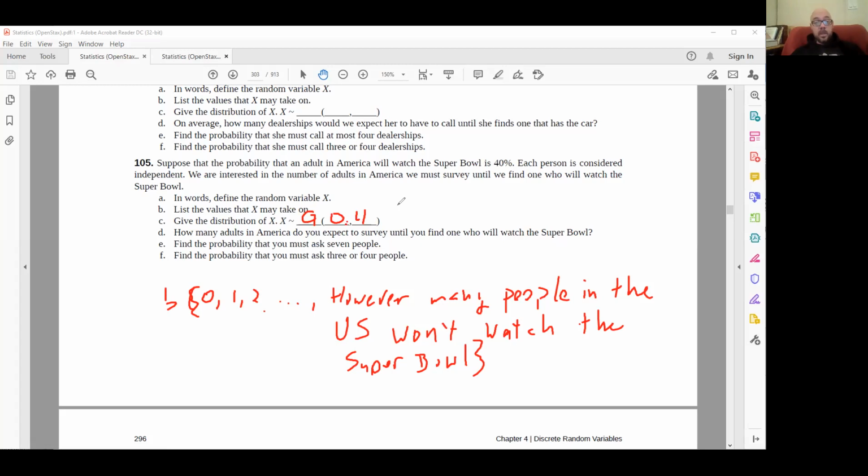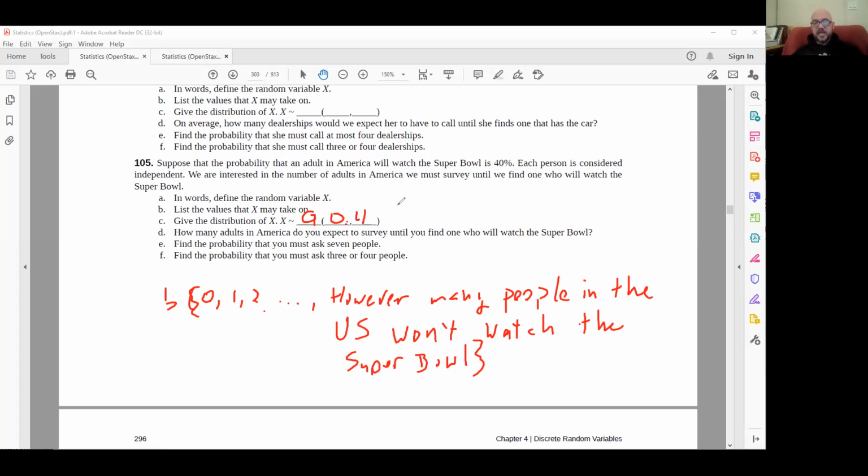How many adults in America do you expect to survey until you find one who will watch the Super Bowl? So they're asking for the expected value of this distribution. The expected value of a geometric distribution is 1 over the probability of success, so 1 divided by 0.4, which if you do that in your calculator, you'll find is 2.5. So I'm expecting to have to survey, on average, 2.5 people before we find one who watches the Super Bowl.